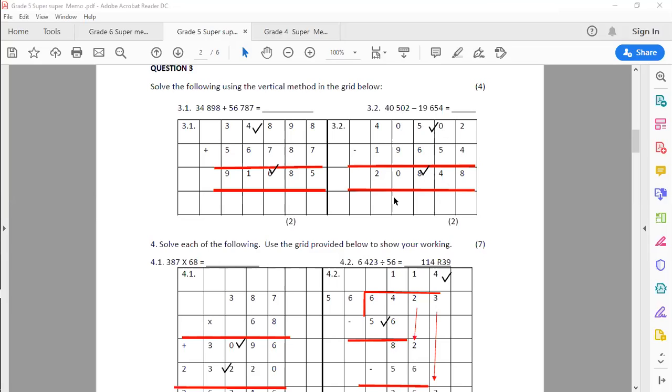9 minus 9 is 0. Then this would have been 3 minus 1, it's 2. Hence, I have 20,848. This is thinking in base 10. But we'll speak on the whole platform, as long as you know that always you're borrowing either a 10.